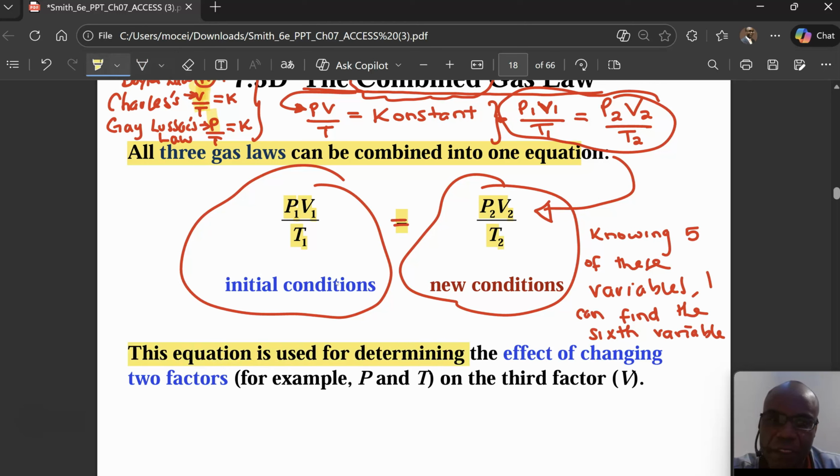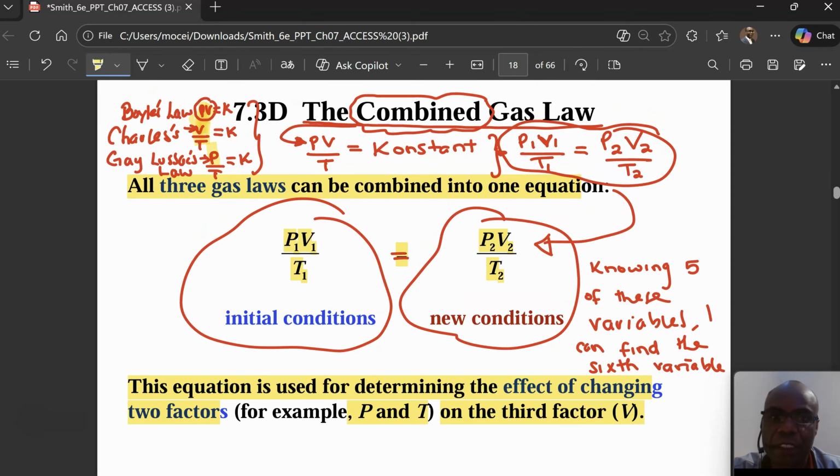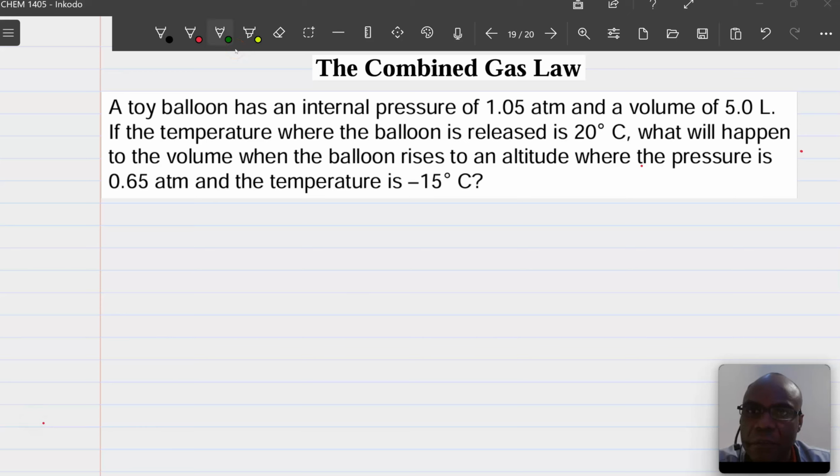This equation is used for determining the effect of changing two factors, for example, pressure and temperature, on the third factor, which is volume. Let us do some calculations of two examples illustrating the use of the combined gas law. I'll remind you the formula: P1 times V1 over T1, the initial conditions, must be equal to the new conditions P2 times V2 over T2, where the temperature must be in Kelvin.